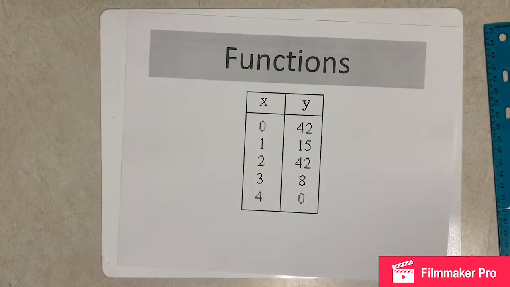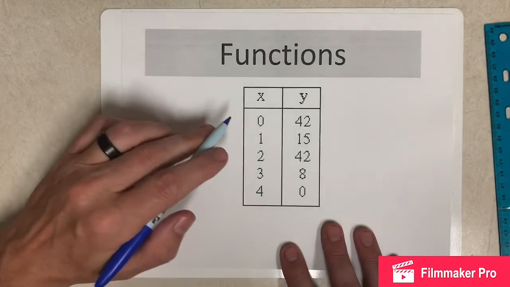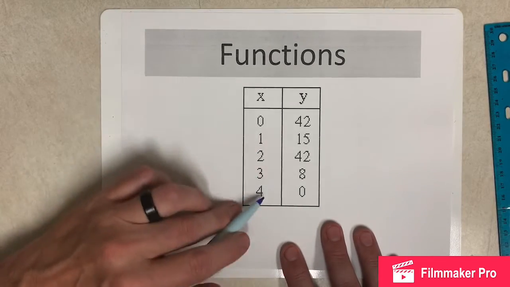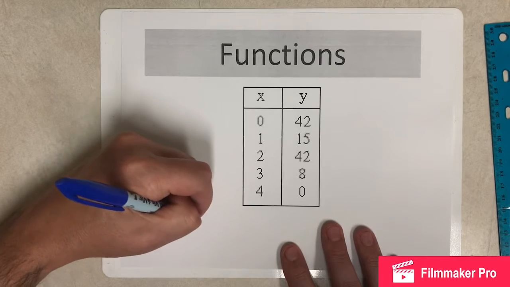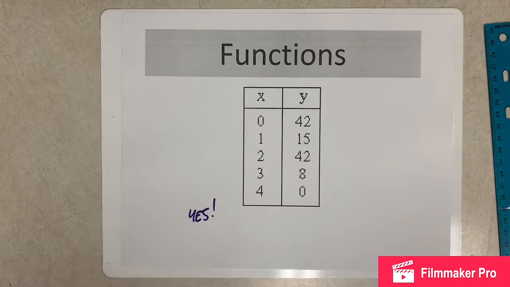Okay, so what about this table of values? 0, 1, 2, 3, 4, those are all different. So we'll take that one as a yes. Okay, that one looks pretty good.